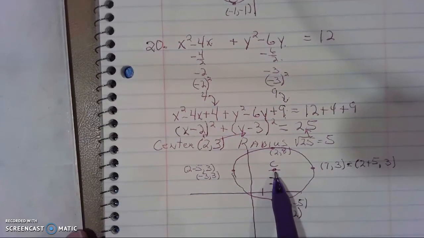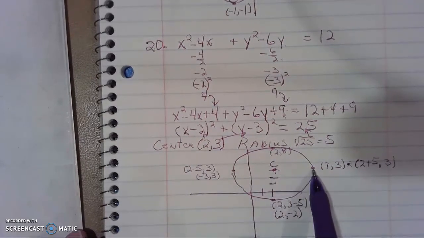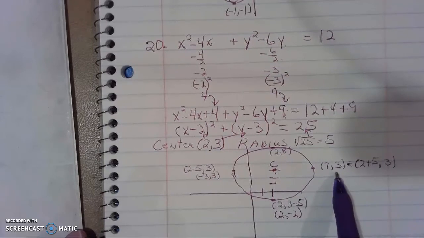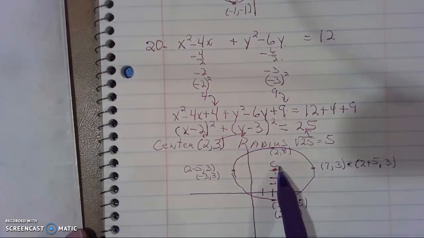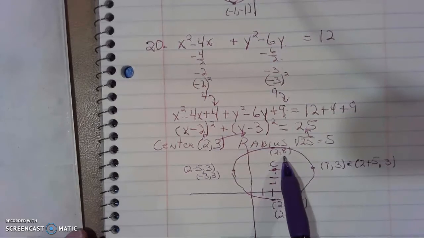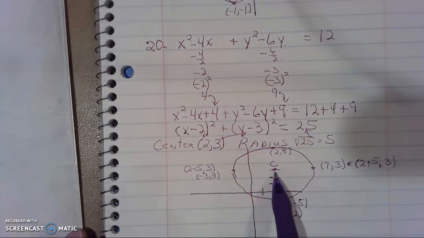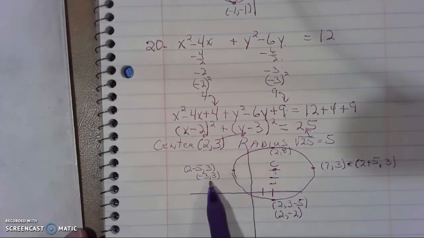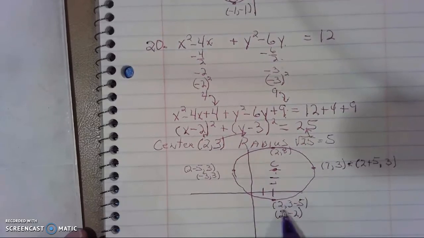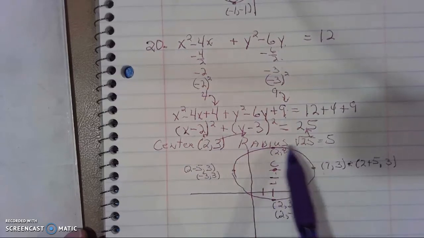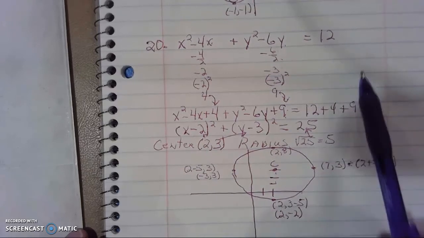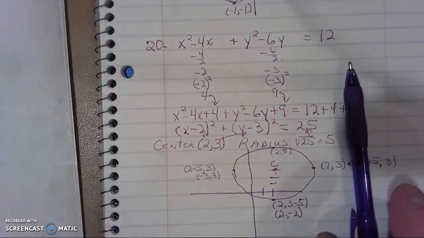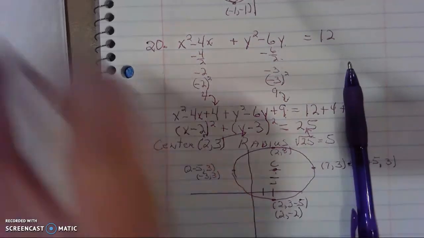So 2, 3, I added 5 to the 2, made 7, 3. I added 5 to the y-coordinate, 3, made 8. I subtracted 5 from the x-coordinate, 2. 2 minus 5 is negative 3, 3. Then, point down here. I subtracted 5 from the y-coordinate, 3. So 2, negative 2 down here. Then I drew my circle. That concludes the lecture on Unit 2, Section 4.